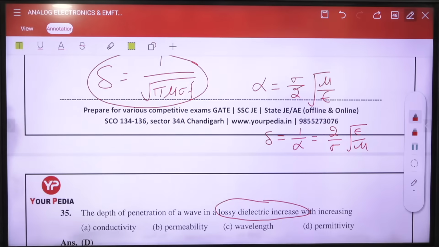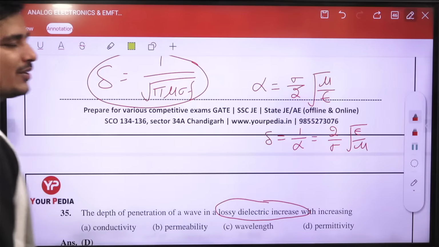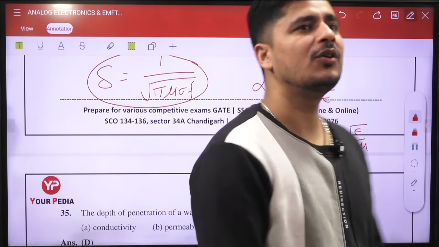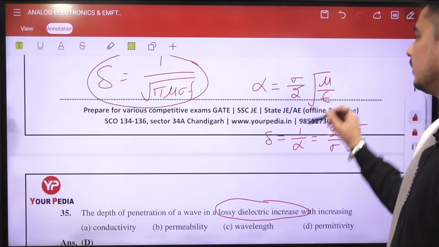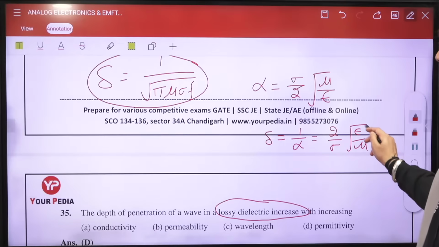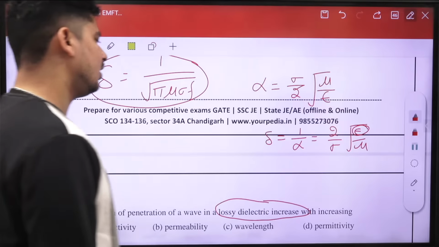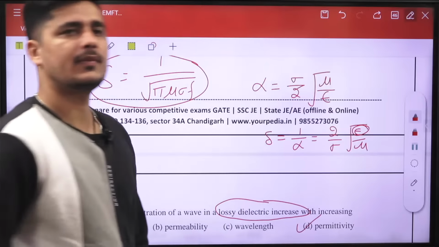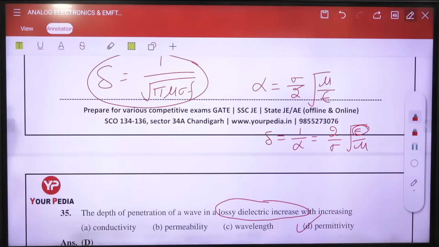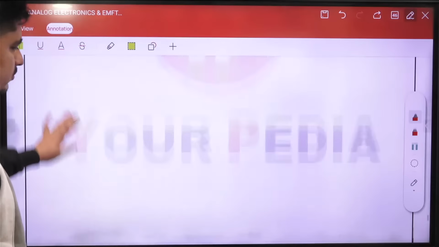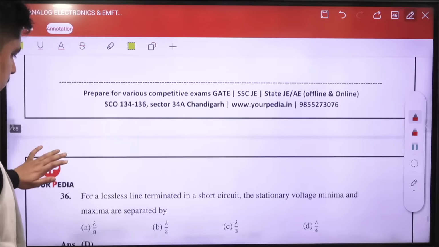In the BL exam and exams like this, we generally don't read the question carefully. We know the formula and we just go with that one. So read the question carefully. What is happening? If I increase this epsilon, then your skin depth is going to increase. So answer will be D. Got it, everyone, or not? So every time read the question carefully, then only give the answer. Otherwise, you will make the mistake.